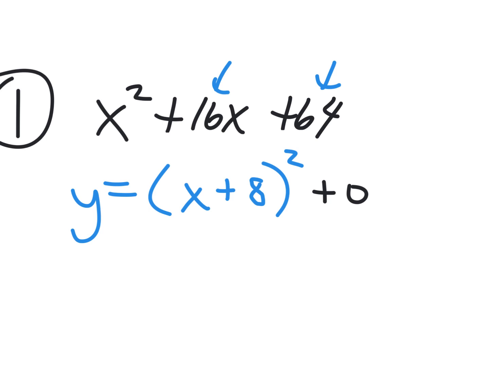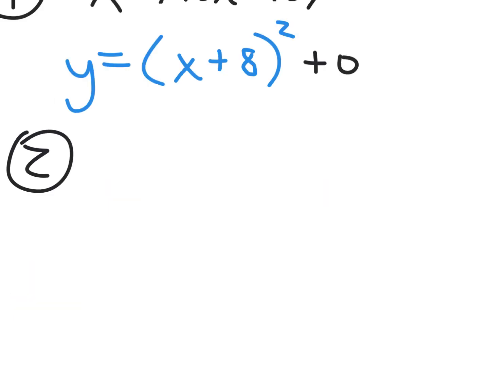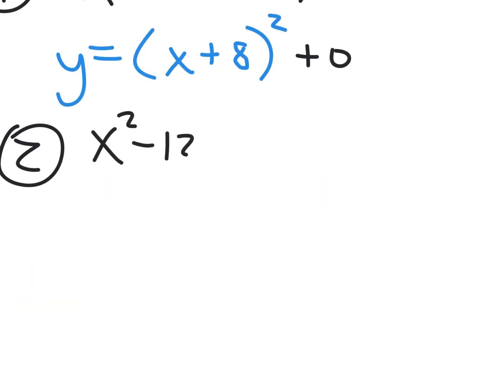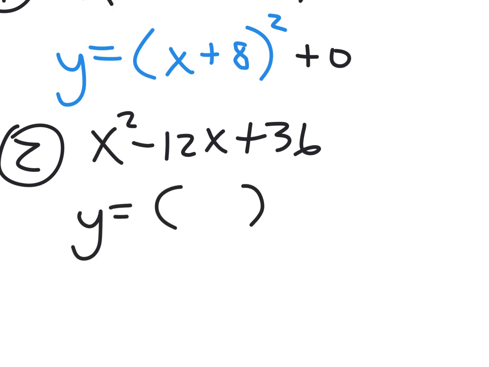All right, Catherine, as promised, read me number 2. X squared minus 12x plus 36. Is this one of those kind that's already been half and squared? Yeah, it is. So then you can just go right to it. Boom, boom, something squared. First section there. Do you know what the answer is, Catherine, by chance? Yep. What is it? Y equals x minus 6 squared. Correct.